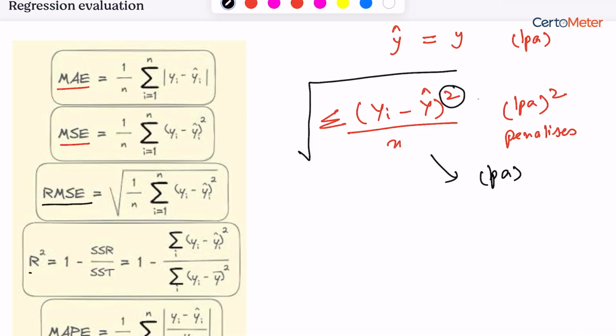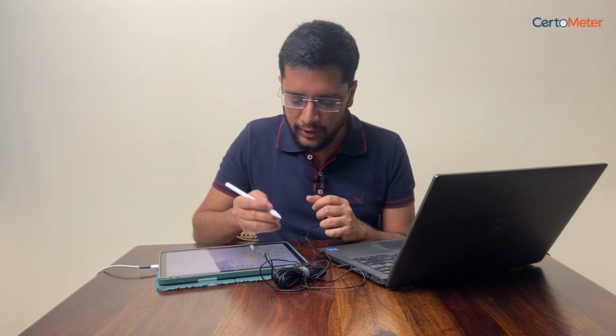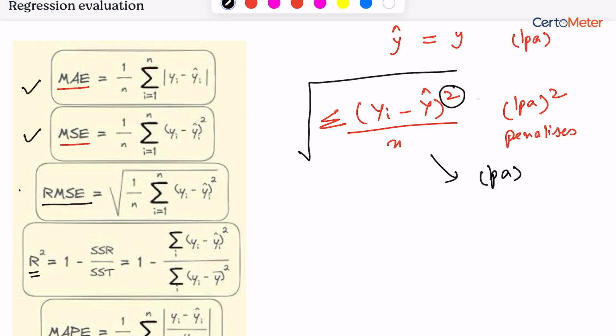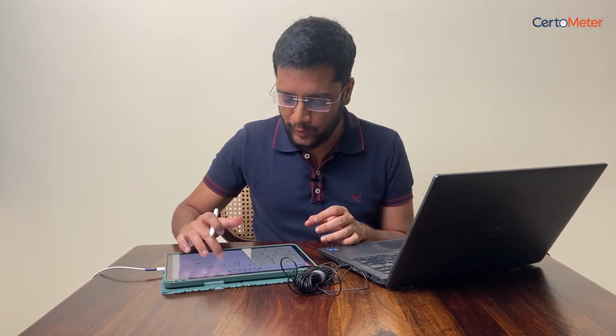The last is R square. Before understanding this, you need to understand that we do not just select one error and calculate it. For every model, we try to calculate all these three errors and try to minimize them. That is, if I am comparing two models, the errors for all these three should be minimum or should be less. Now what is R square?